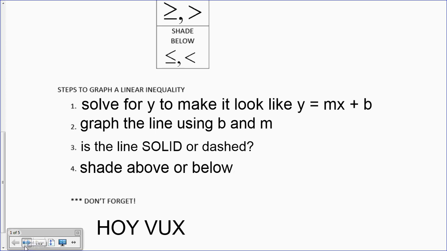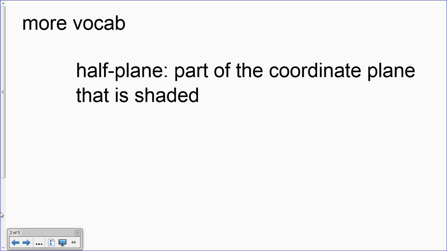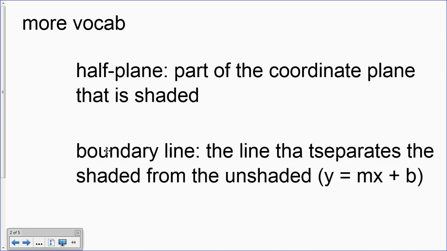Alright, next page. Now I do have a few more vocab words I forgot to put on your notes, so please write them down somewhere. Okay? It's not vocab we're going to see very often, but you do want to know it. A half plane is part of the coordinate plane that is shaded, so the half that we have the actual shading on, that's a half plane. A boundary line is the line that separates the shaded from the unshaded part. So that's the line that you actually graph.